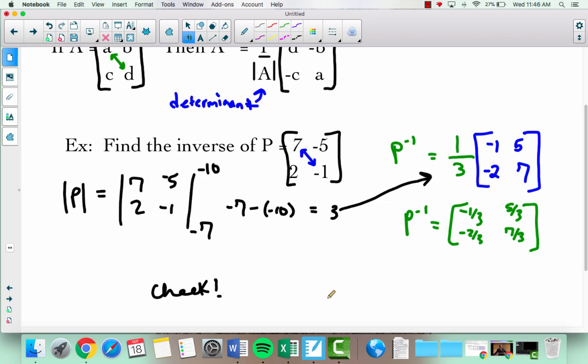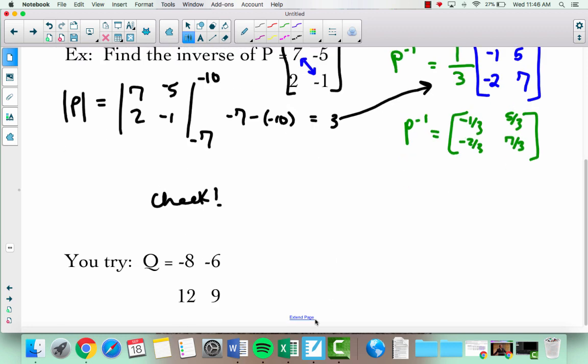Okay? So that's it with actually calculating the inverse. I would encourage you to try this example here. Down at the bottom, try to find the inverse of matrix Q. And then in the next video, we're going to use these inverses to actually solve systems of equations.